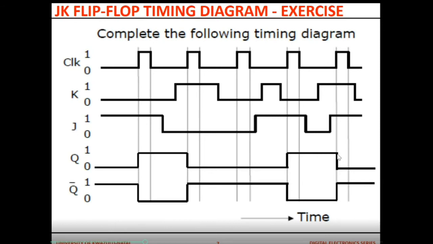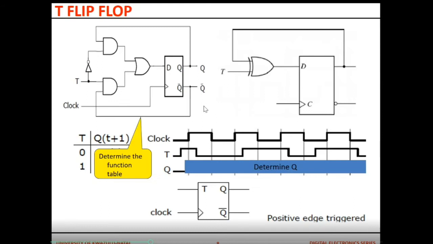J, K are 1, 1. 1, 1 means toggle. If it was 1, it goes to 0. You can do that for the Q complement. So that is our JK flip-flop.